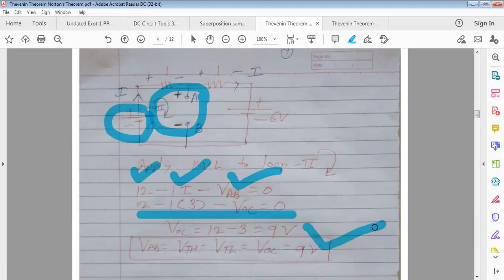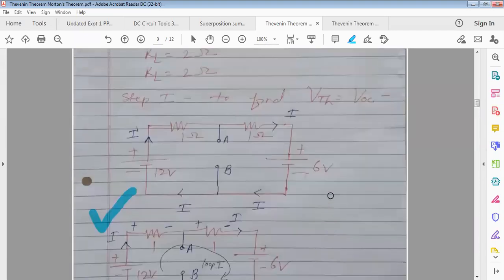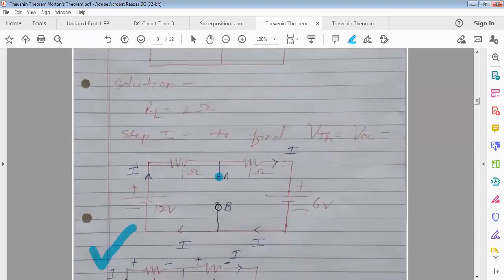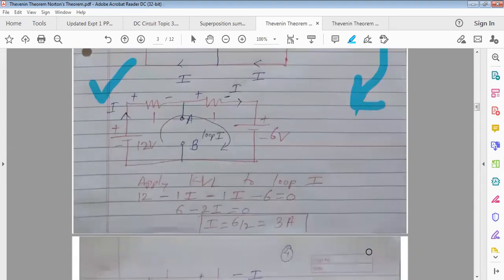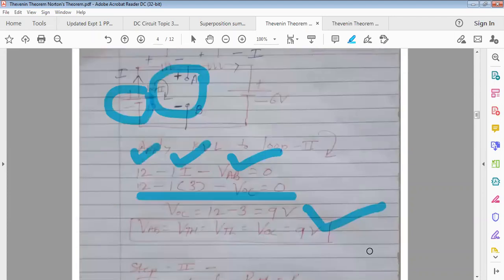How to find out VTH using Kirchhoff's law? Clear? First step is remove load resistance. And once you remove load resistance, we want only voltage across these two open terminals. Later on, any method you can use. I have used here Kirchhoff's. Okay. Got the method? Any difficulty?